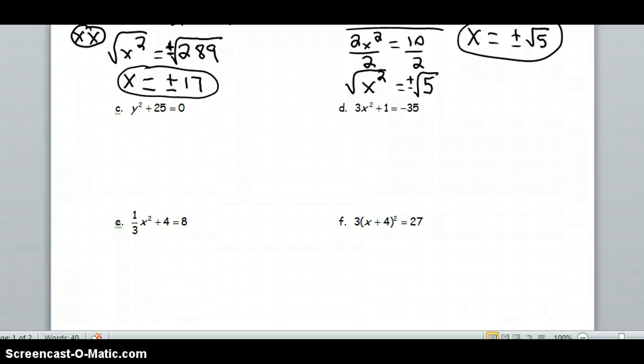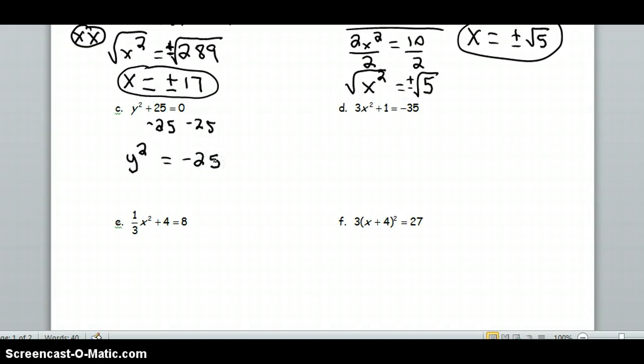All right. Now, so far, we really have had just what we call real answers. We haven't had any imaginaries yet. All right, let's look at C. I'm going to subtract 25 on both sides. Now, don't worry that this is a y squared. We can deal with it just the same as that. So, y squared. So we'll solve for y. It's going to equal negative 25.